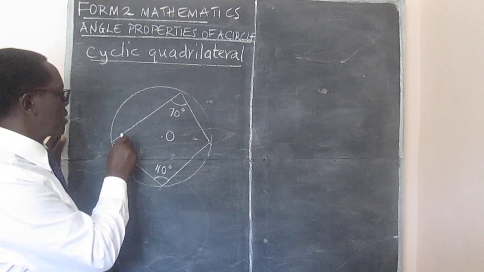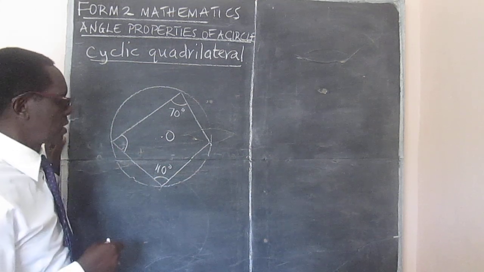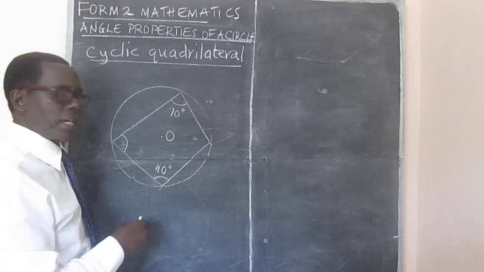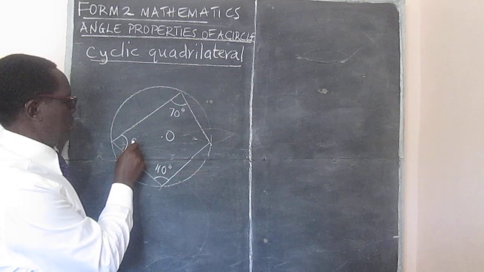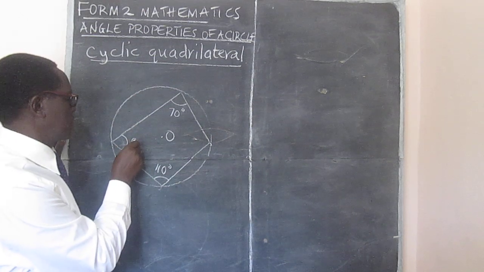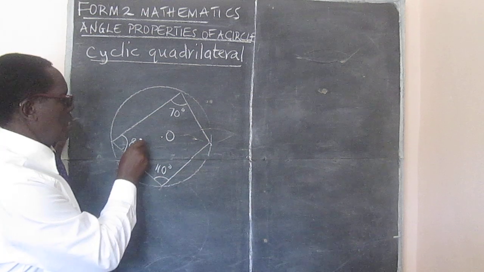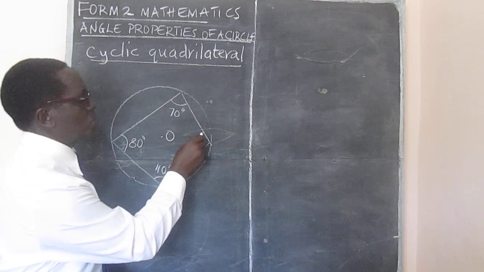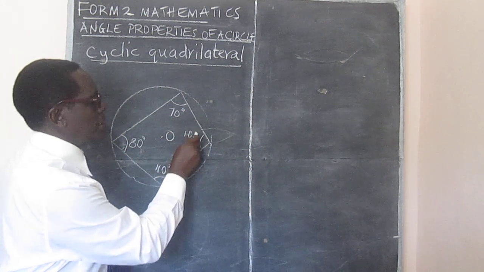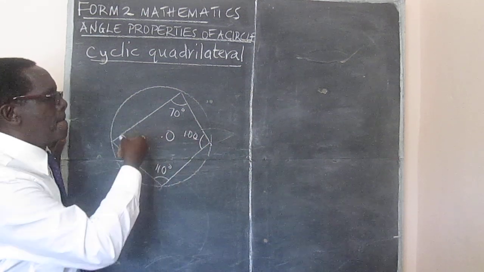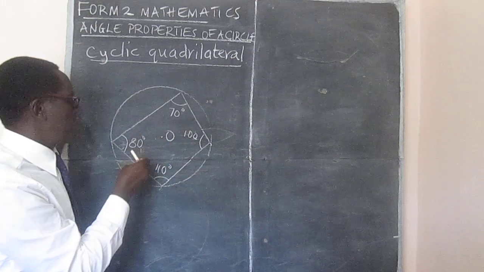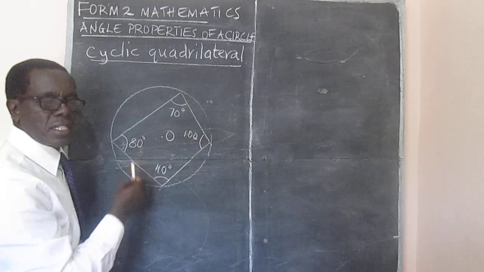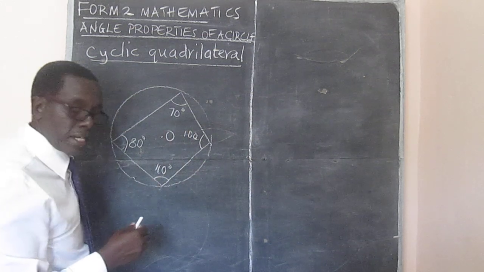Now, if we knew this angle, for example, let's say we have an angle like 80 degrees, it then means that this one here must be 100, so that the sum of all the angles, 80 plus 110 plus 100 plus 70, will come to 360.